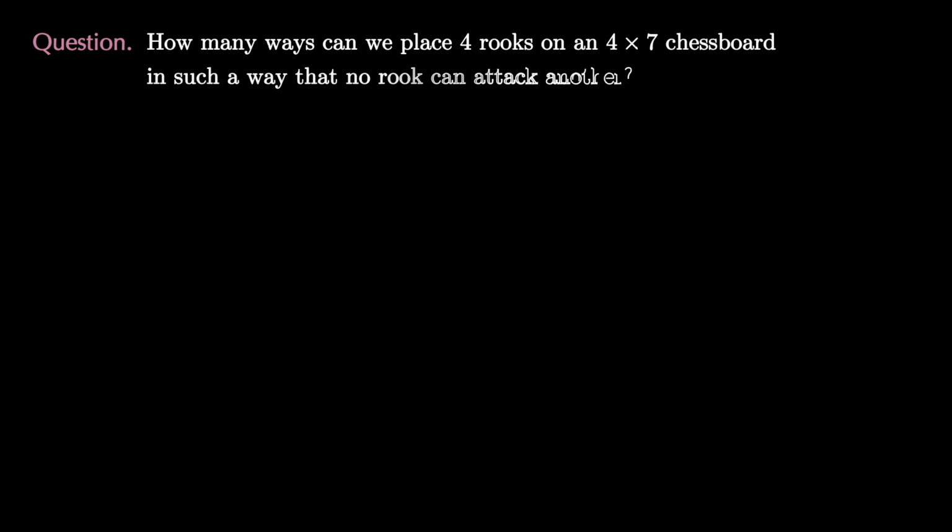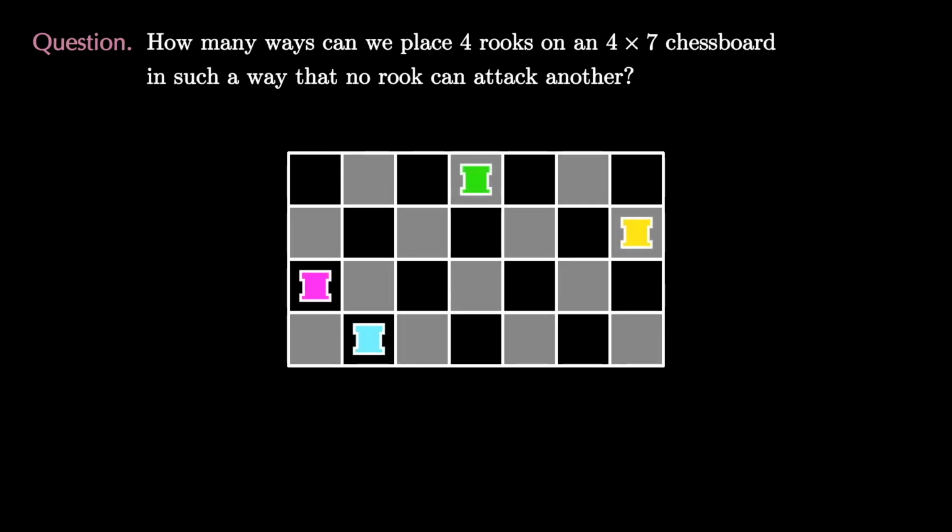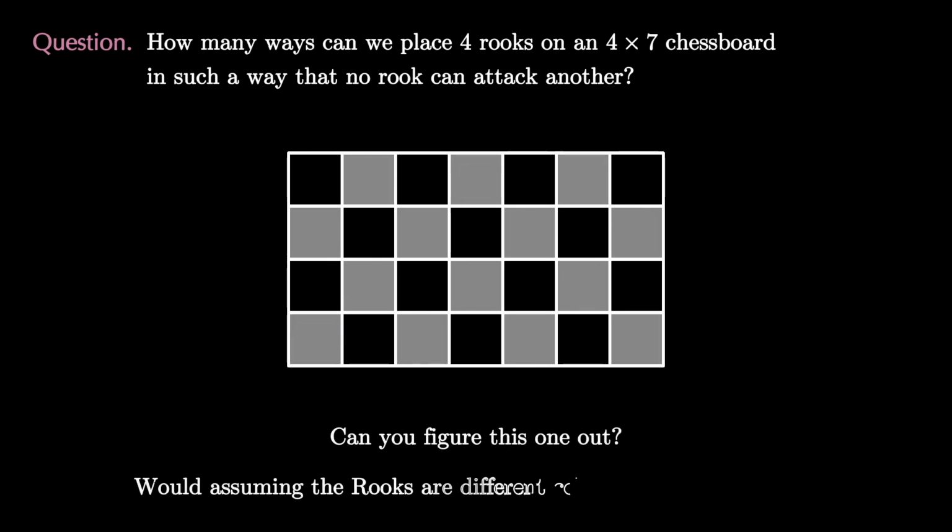Let's finish with a final related question. How many ways can we place 4 rooks on a 4x7 chessboard in such a way that no rook can attack another? Here's one such arrangement, and let's take a look at a couple of other ones to see how this is different. Can you use the principles now to figure this out? And does anything change if you assume that the rooks are all distinct or different colors as they were pictured?